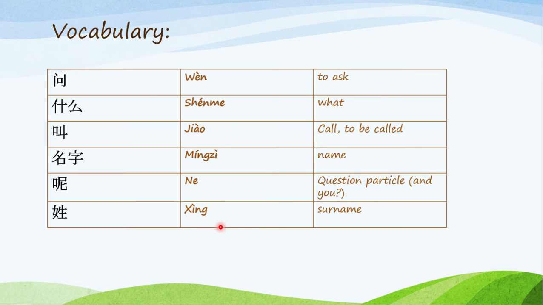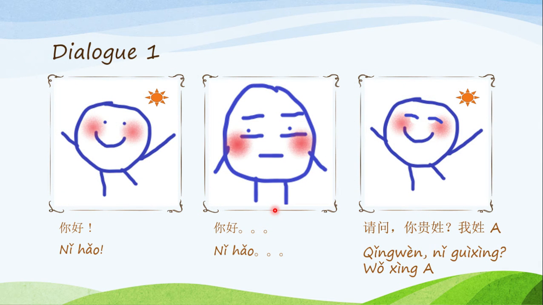姓 is surname. 姓, surname. So let's get through the dialogue. First person says 你好. Second one is 你好. So 你好, 你好, hello. 请问你贵姓?